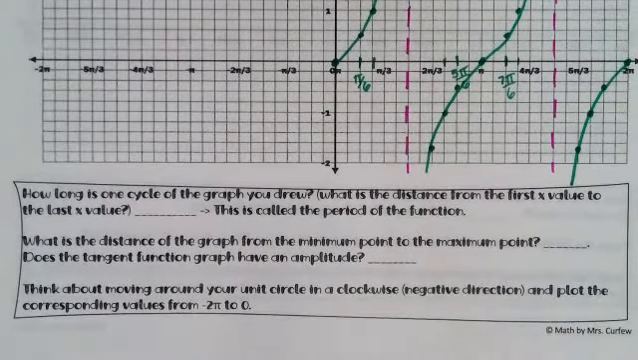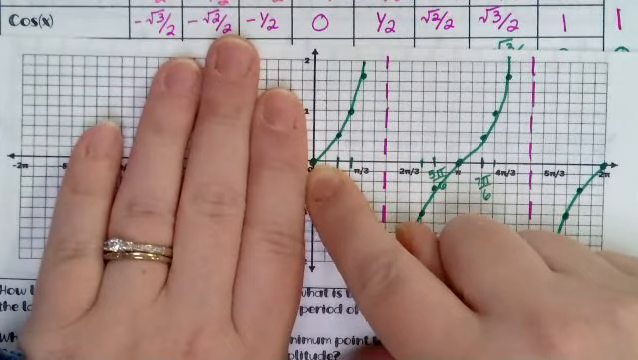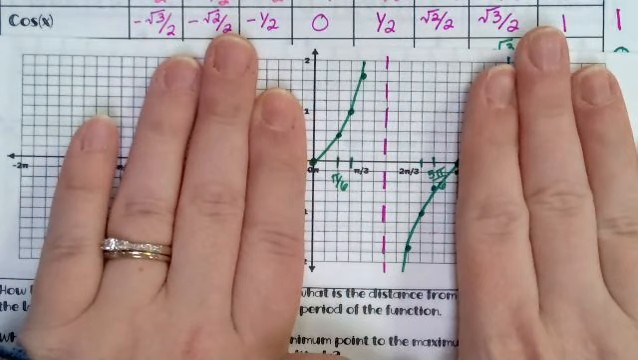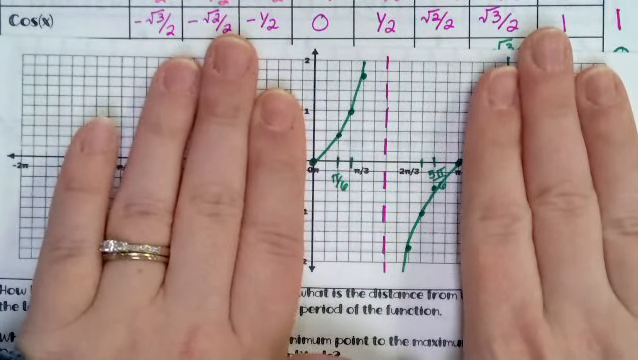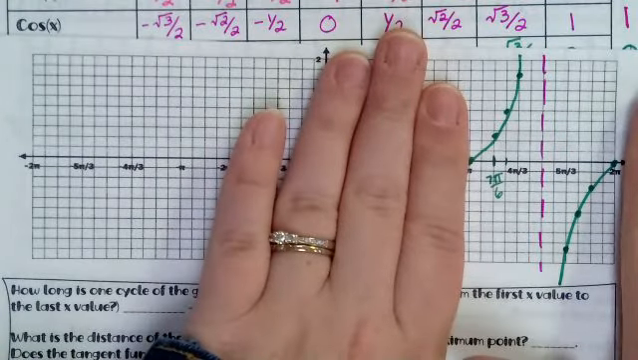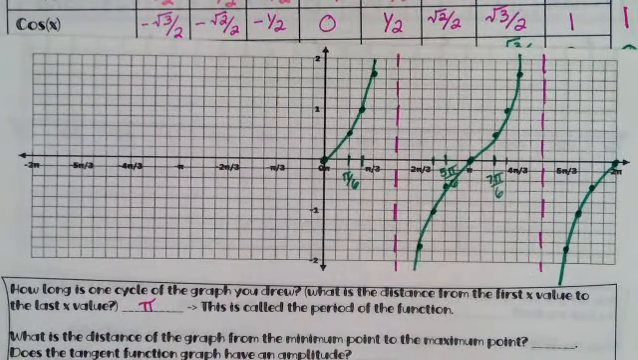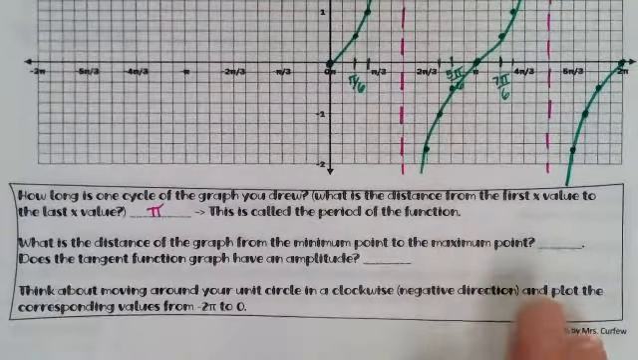So they said, how long is one cycle of the graph that you drew? What is the distance from the first x value to the last x value? So if we look here, I see where it starts repeating one cycle. See, we started here on my x-axis, and it went up. That cycle ends at pi, because if you notice, after pi, you get the exact same thing repeat itself. Okay, so this cycle was pi units long. That's the period of tangent, which is something we've talked about previously.